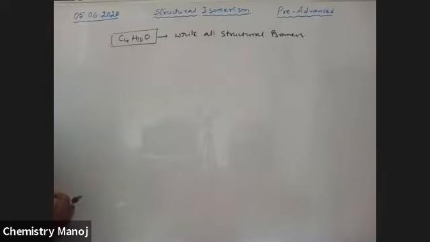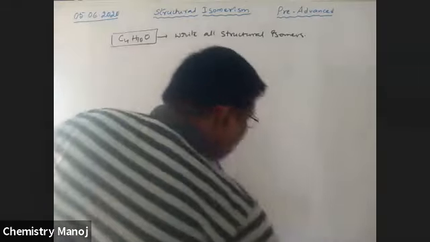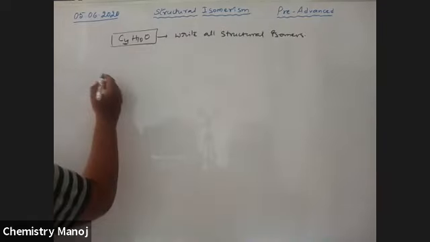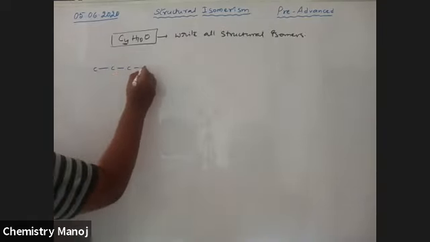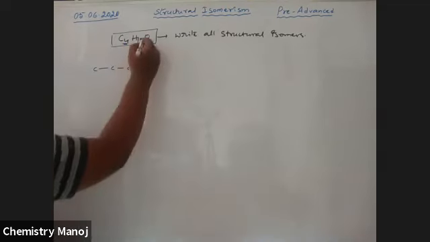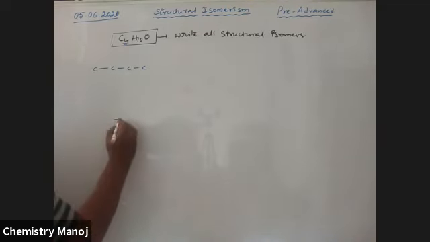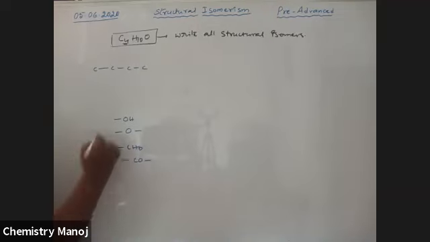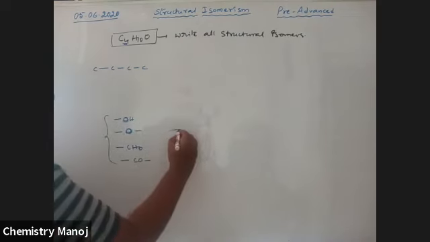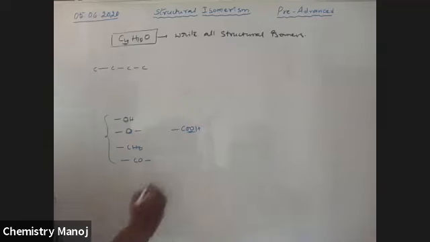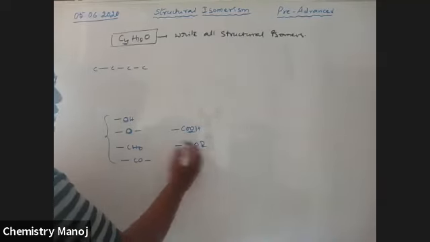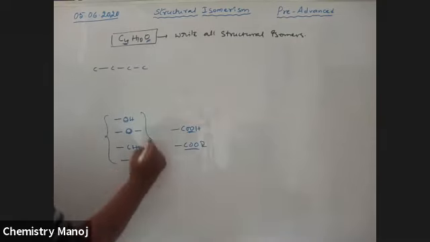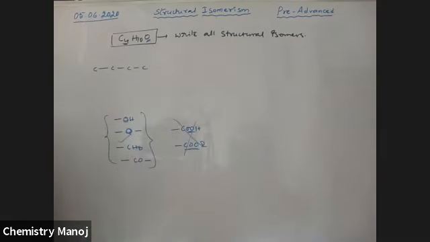Okay, C4. I'm writing one by one. First of all, 4 carbons. Use the chain isomerism. 1 oxygen is there. The functional groups with 1 oxygen are OH, ether, CHO and CO. These are the possible functional groups with a single oxygen. COOH, for example, requires 2 oxygens, and COOR also requires 2 oxygens. But here there is only 1 oxygen.